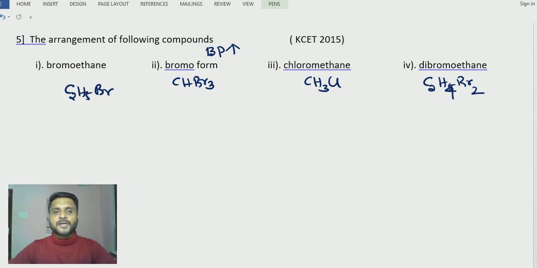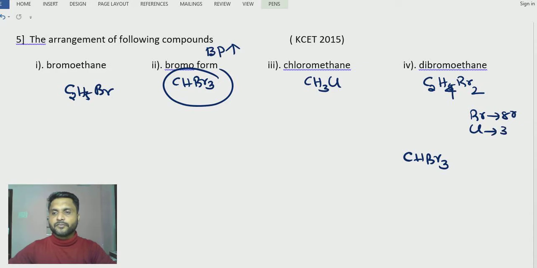Okay, remember student, as the molar mass increases, the boiling point also increases. So I'll write down the first, the highest boiling point. The highest molar mass is for 3 bromine atoms here, right? Clear? The highest boiling point is for CHBr3. Okay. Remember student, bromine atom mass is 80, chlorine atom mass is 35.5, carbon atom mass is 12, hydrogen atom mass is 1. You can calculate also. Or you can look at the number of halogen atoms.